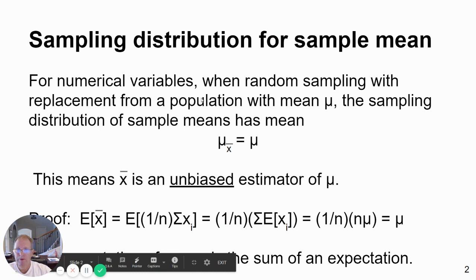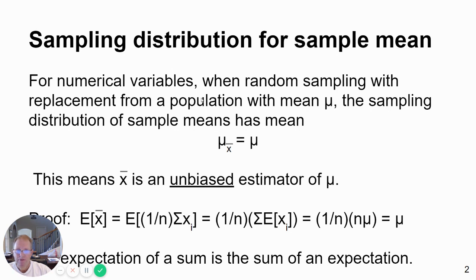For numerical variables, when random sampling with replacement from a population with mean mu, the sampling distribution of sample means has a mean of mu. So the mean of all my x bars is mu, as long as I was sampling randomly. That means that x bar is an unbiased estimator of mu. The center of my distribution of x bars is centered over mu. Here I have a proof if you want to go through it. Basically, the expectation of a sum is the sum of the expectations. So the mean of all my x bars, the expected value of my x bars, is equal to mu.